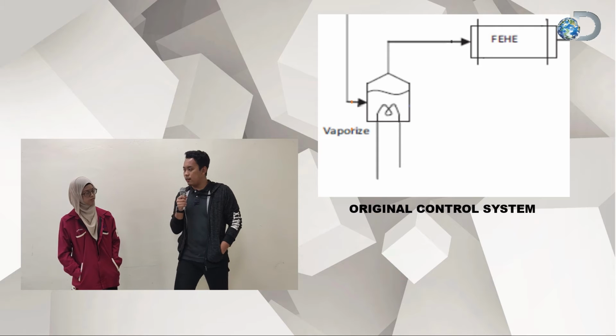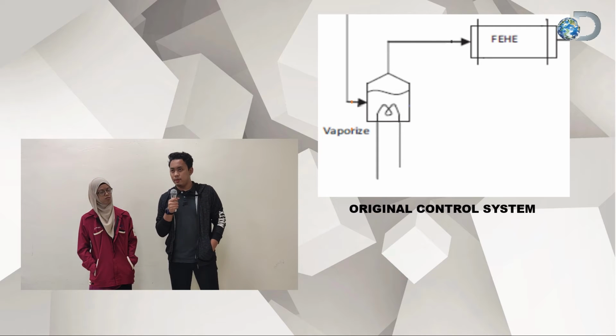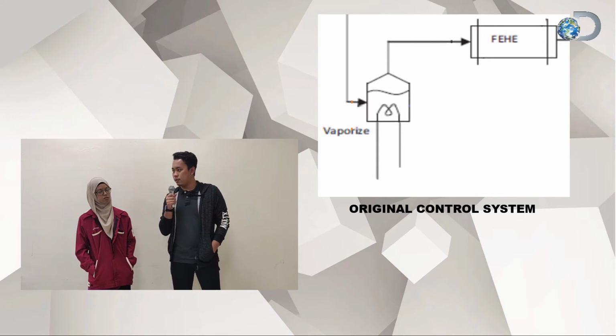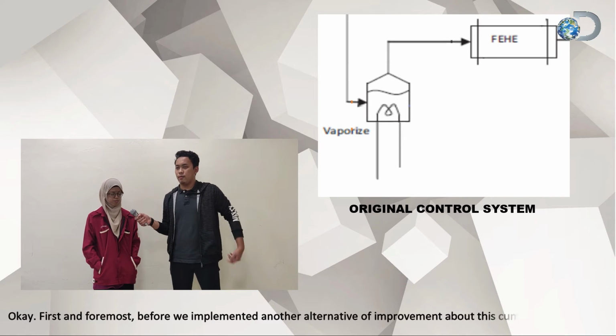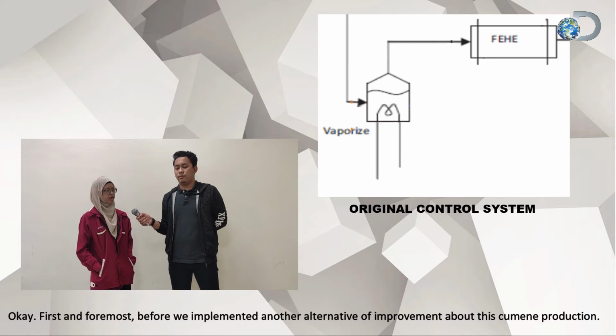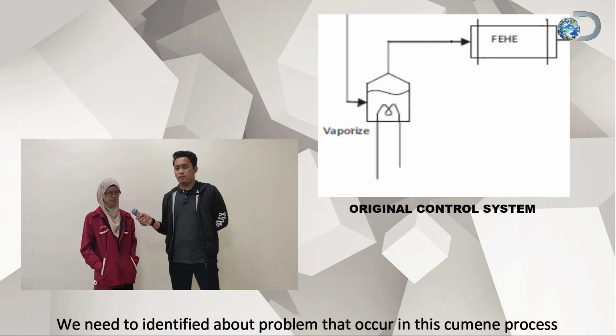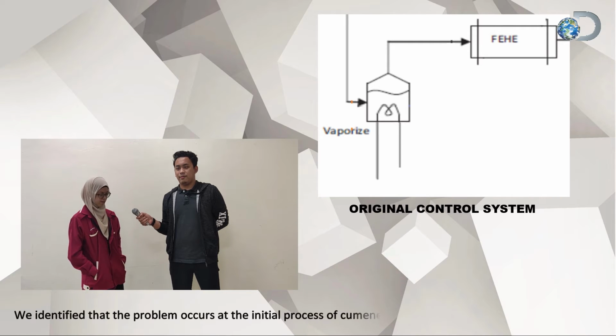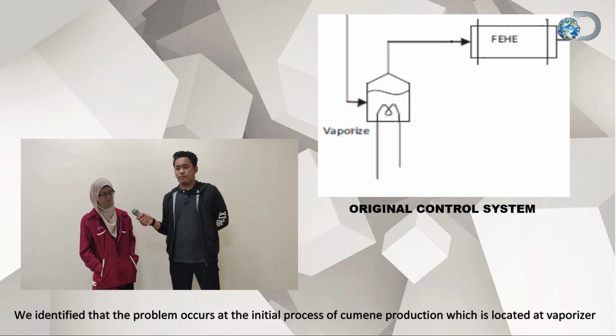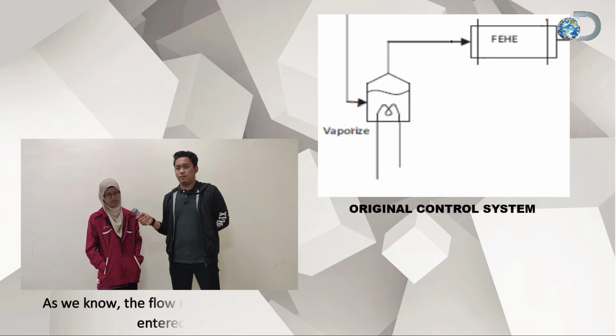I want to ask, what other improvement can be implemented in this Cumene production? Okay, first and foremost, before we implement another alternative of improvement for this Cumene production, we need to identify the problem that occurs in this Cumene process. We identified that the problem occurred at the initial process of Cumene production, which is located at the vaporizer.